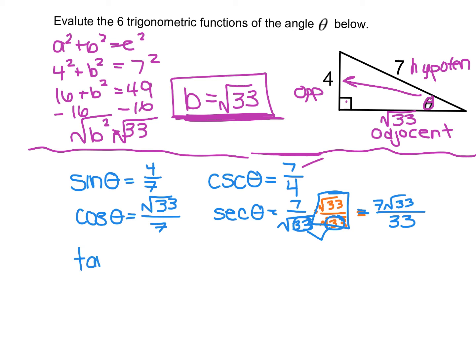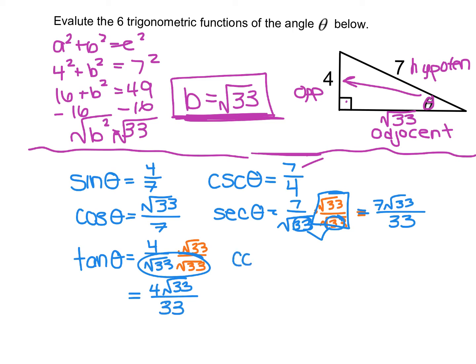Then finally, we're going to do tangent. And tangent is going to be opposite over adjacent. So again, I notice I have a situation where I need to rationalize my denominator. So I multiply by the square root of 33 on each, and I end up with a tangent value of 4 square root of 33 over, this becomes whatever 33 squared is inside of a square root. So we have 33 in our denominator.